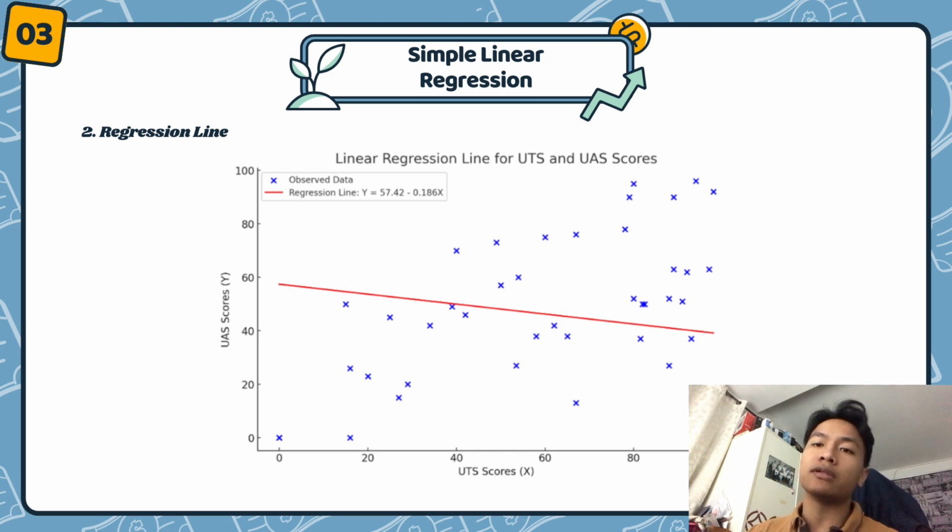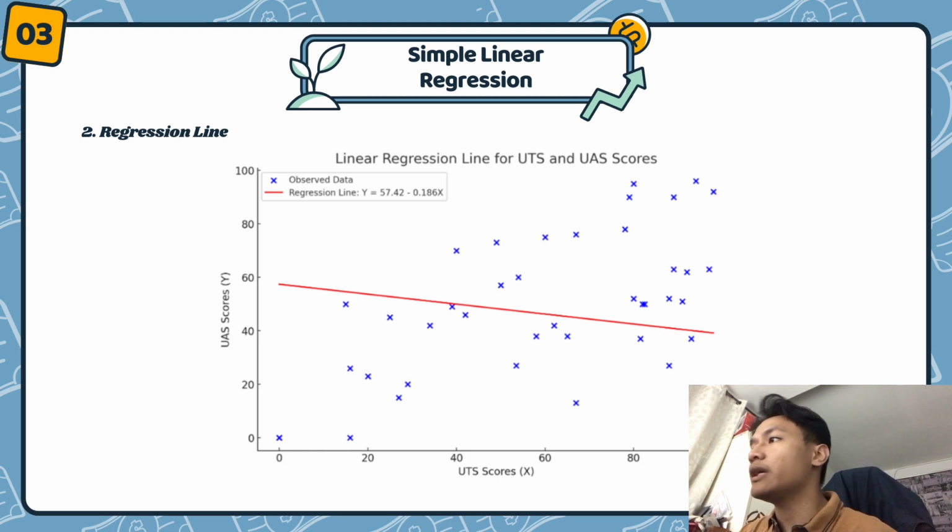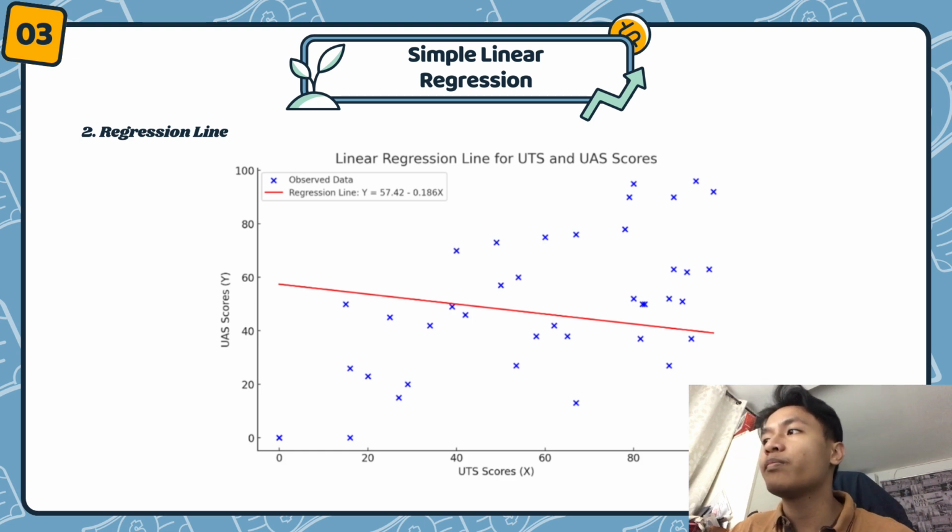Okay, for the next one, we go into the regression line. Basically, a regression line is a straight line that represents the best fit relationship between the dependent variable y and the independent variable x in the dataset. It is used to predict or explain the value of y based on x.